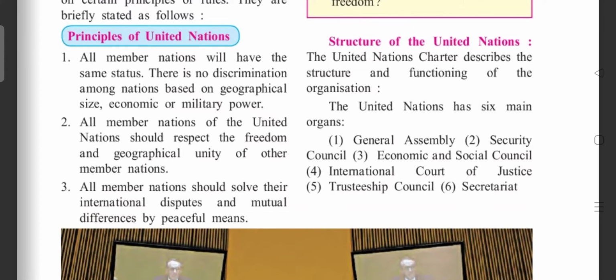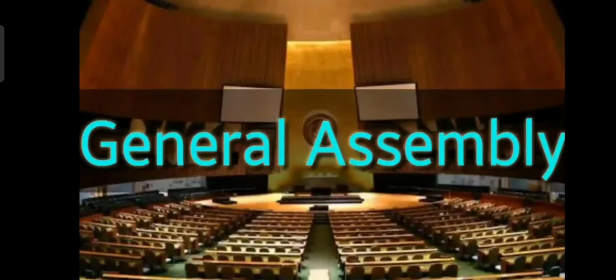The United Nations Charter describes the structure and functioning of the organization. The United Nations has six main organs. First, General Assembly. Second, Security Council. Third, Economic and Social Council. Fourth, International Court of Justice. Fifth, Trusteeship. And sixth, Secretariat. So today in detail we are going to see about the six main organs of the United Nations. So students, first we'll start with the General Assembly.